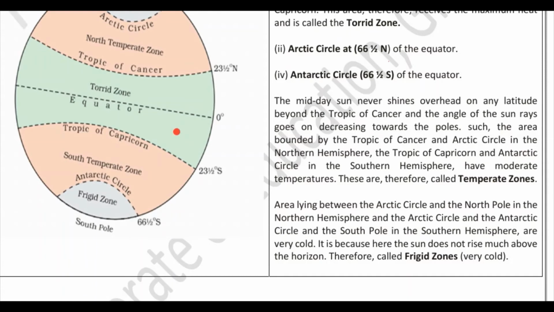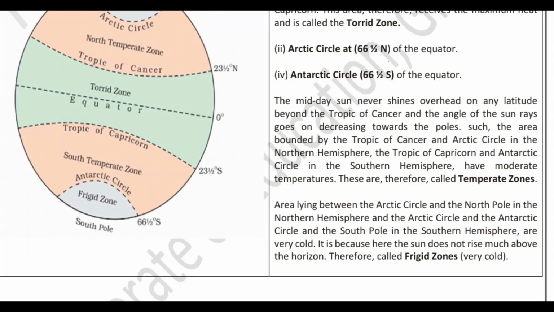Now you see, the sun rays mostly come in the torrid zone, not in these parts, because the latitudes after the Tropic of Capricorn and after the Tropic of Cancer don't receive that much of the sun's rays. So that is why they have moderate temperature, and that is why we call them temperate zones. And then the areas lying between the Arctic Circle and the North Pole in the northern hemisphere, and the Antarctic Circle and the South Pole in the southern hemisphere, are very cold. It's because here the sun does not rise much above the horizon. Therefore, it is called the frigid zone.